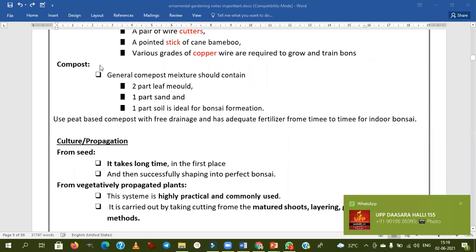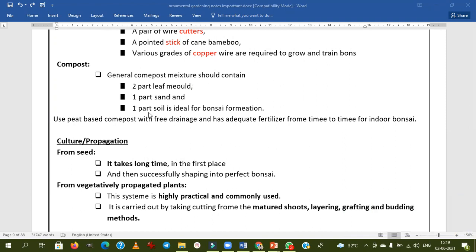Then with respect to compost, the general compost mixture should contain 2 parts of leaf mold, 1 part of sand and 1 part of soil. This is ideal for bonsai formation.